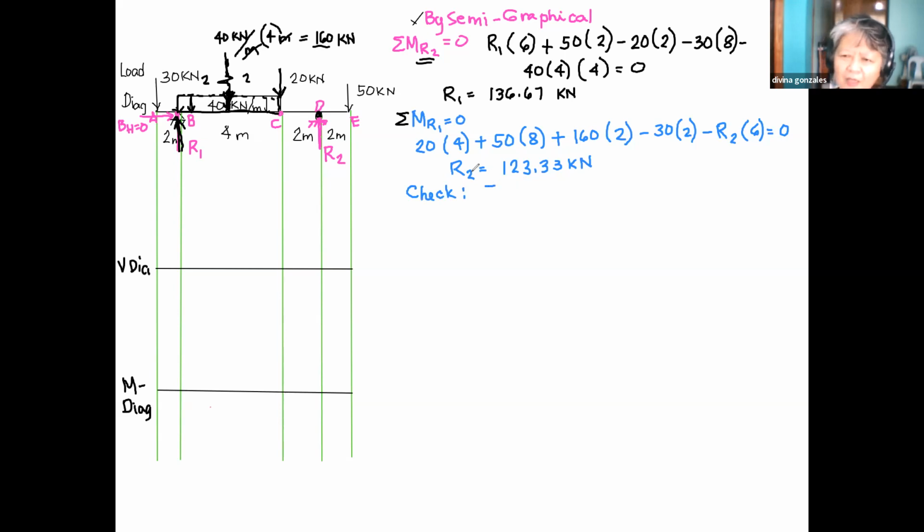How? We have used summation of moment at R1 and R2 for the calculation of the reaction. Now to double check, we will be using summation of forces vertical. What goes up are R1 and R2, and what goes up must be equal to what goes down. What goes down are 30, then 160, then we have 20 and 15. What is the sum of R1 and R2?